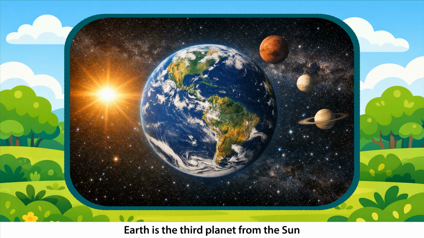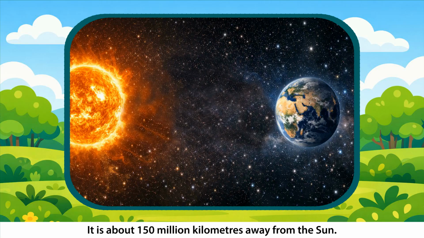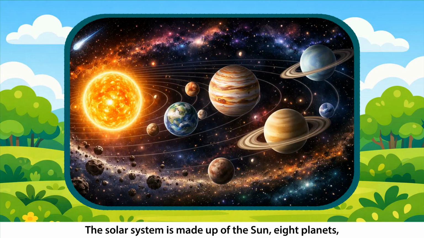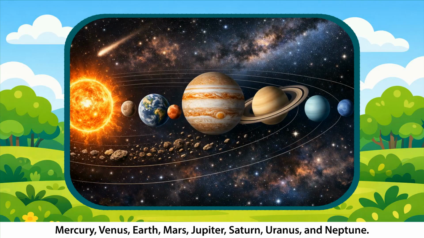Life on Earth. Earth is the third planet from the Sun and the only planet in our solar system where life exists. It is about 150 million kilometers away from the Sun. The solar system is made up of the Sun, 8 planets, and other objects like moons, comets, and asteroids. The 8 planets in our solar system are Mercury, Venus, Earth, Mars, Jupiter, Saturn, Uranus, and Neptune.